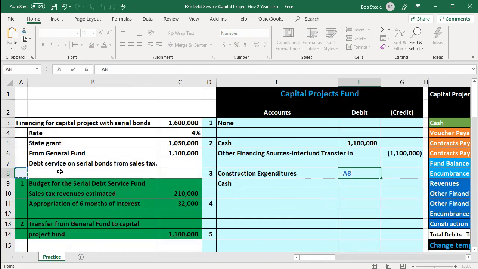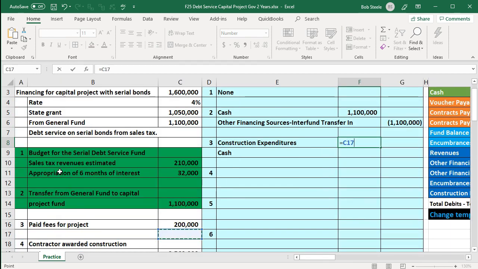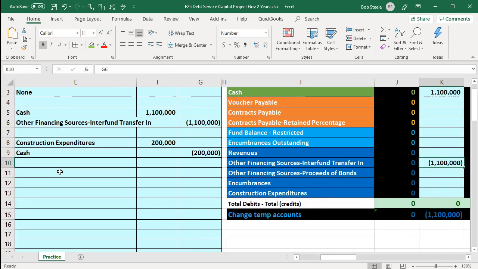It's going to be equal to that 200,000. So that's going to be the 200,000, the debit and the credit. Let's post this out then. We have the construction expenditure will be down below in cell K13 equals, and we'll pick up the 200,000 debit.